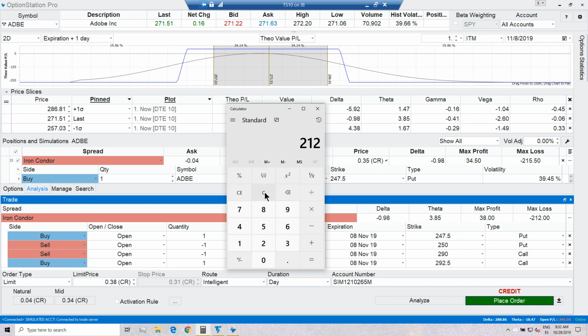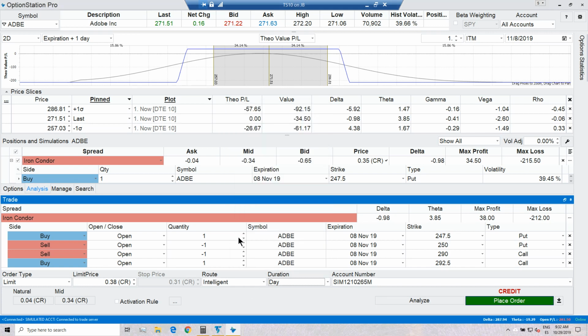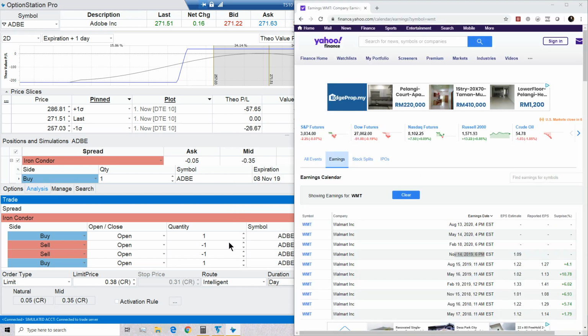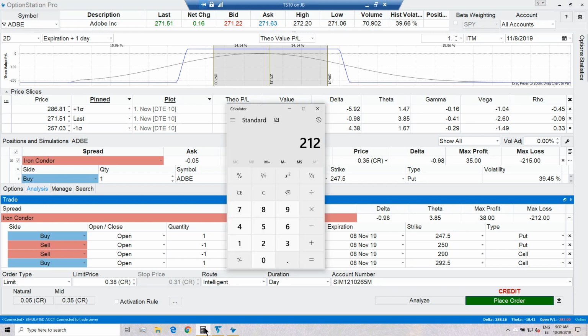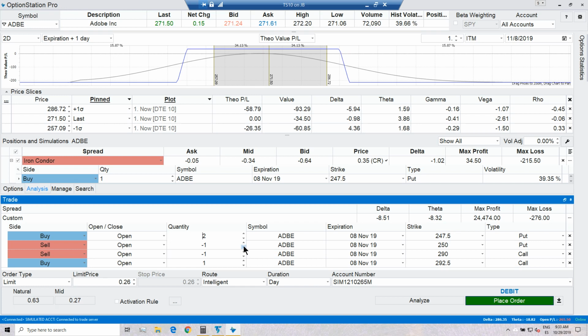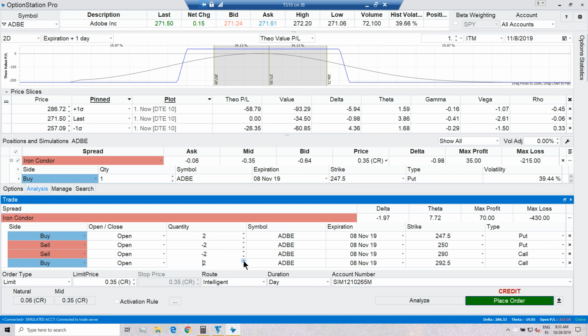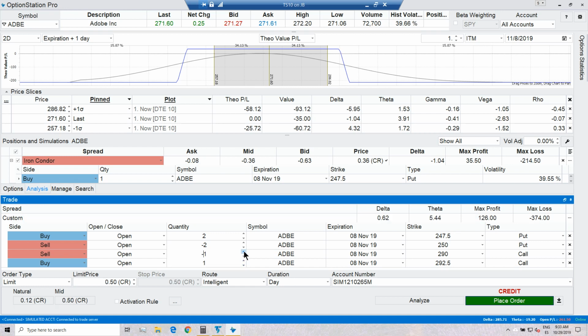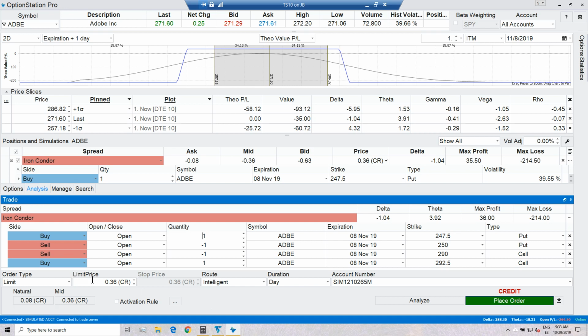In other words, if you do this iron condor with one contract like I'm doing, your risk is $212. If you do it with two contracts, now your risk is double. If you do it with three contracts, then your risk is triple. So I'm going to do it with one contract and that's it.